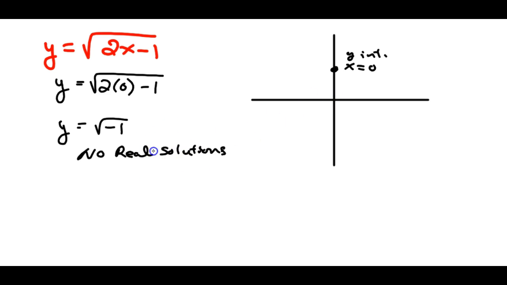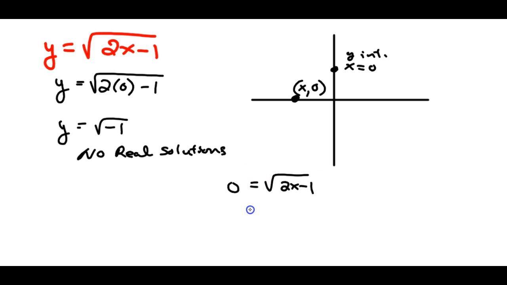The next one is the x-intercept. To find the x-intercept, once again, where it crosses the x-axis, you're going to have a y value of 0, and then your x-intercept is going to be right there. So let y equal 0, and then solve for x.